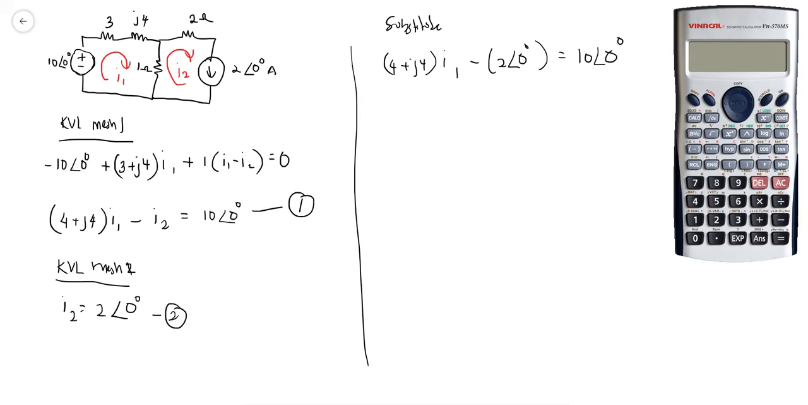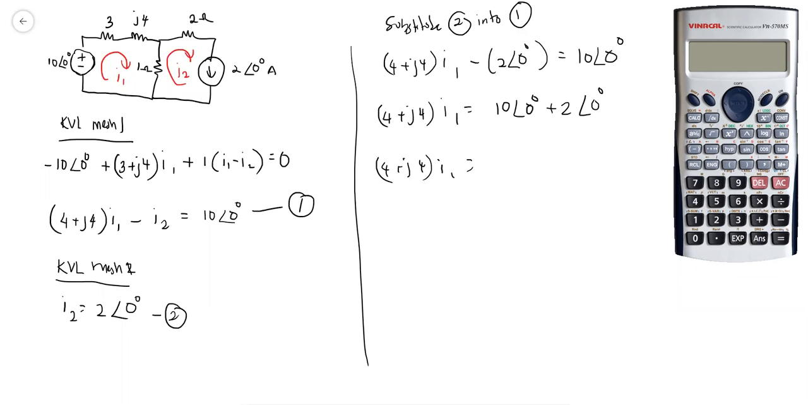Substitute 2 into 1. So what I substitute is I2 into equation 1. So we will have (4 plus J4) I1 is equal to 10 plus 2. So this is actually, there is no angle, meaning all these two numbers are real. So just add them. So this is 12 with an angle of 0. So this is I1.